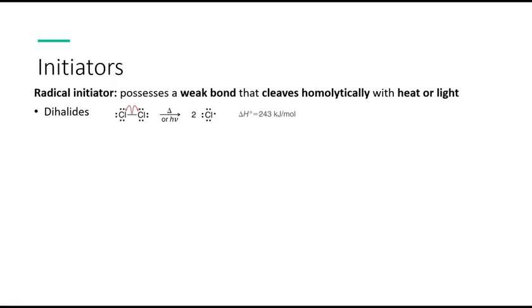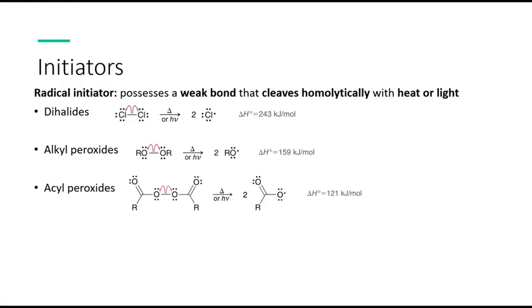Initiators. A radical initiator possesses a weak bond that cleaves homolytically with heat or light, just like we saw with halogens or dihalides. Alkyl peroxides can also undergo cleavage. Acyl peroxides can also undergo cleavage, and the acyl peroxide is the most reactive. It is effective at 80 degrees Celsius.